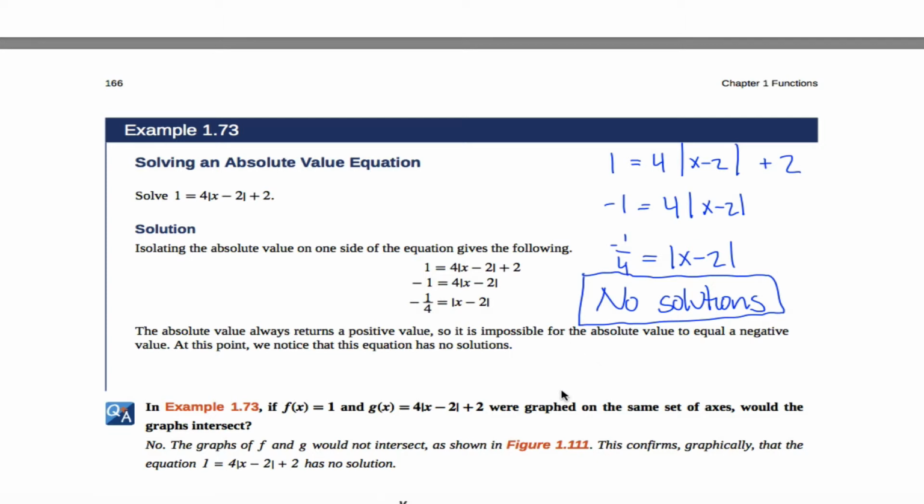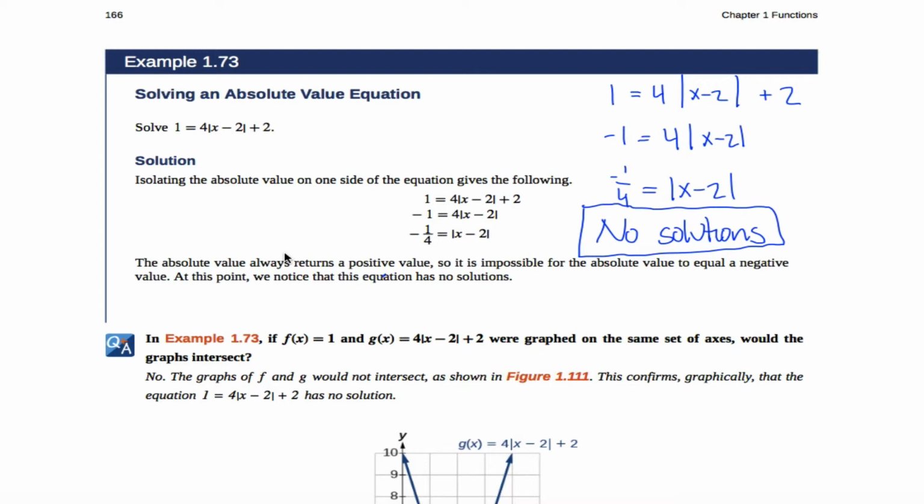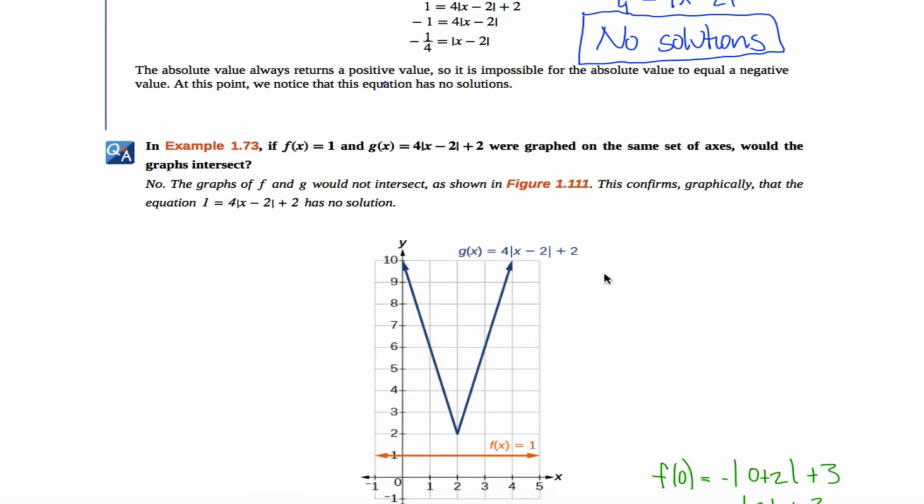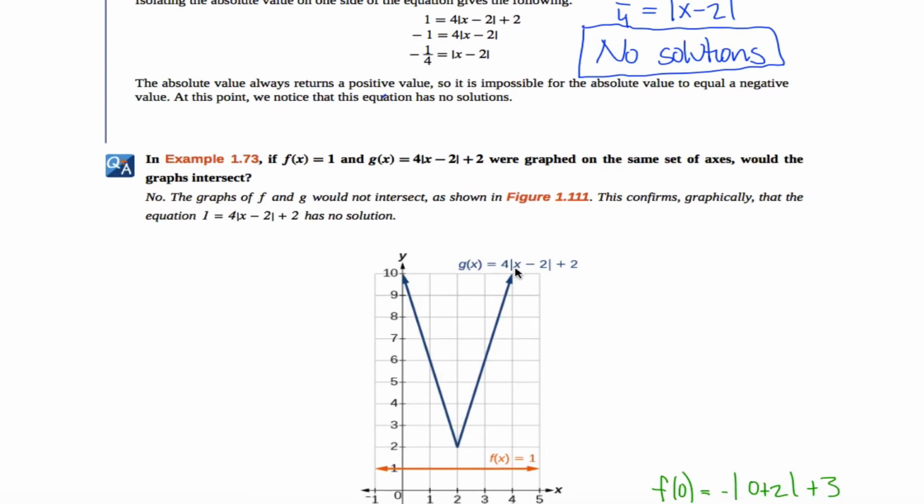Graphically, what's going on here? I wonder if they showed you a graph. They didn't. If you were to graph this thing, and sure, I can go ahead and do it. Maybe it is graphed here. 4 times the absolute value of x minus 2 plus 2. Yeah, it looks like it is. Cool. So 4 times the absolute value of x minus 2 plus 2 is graphed right here.